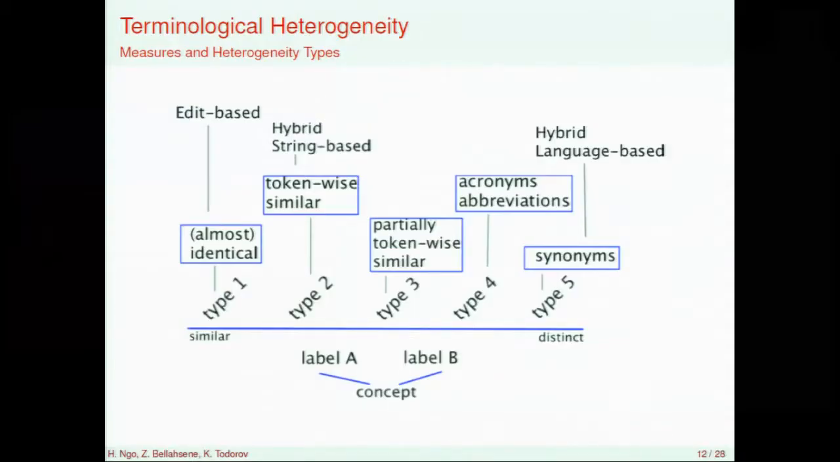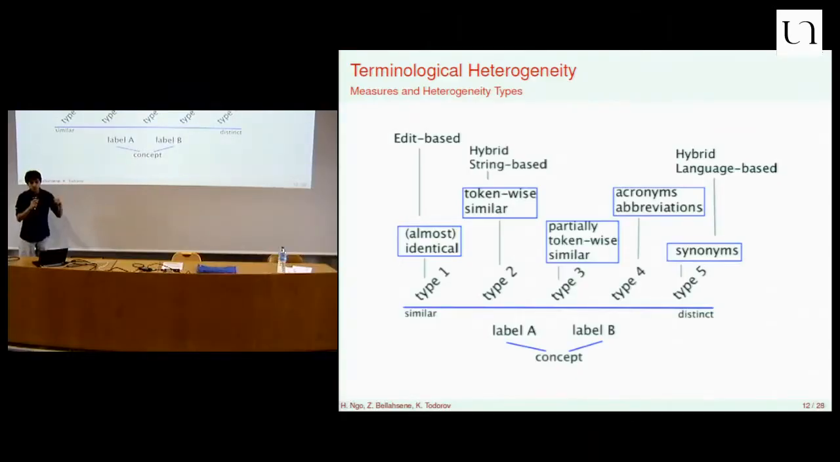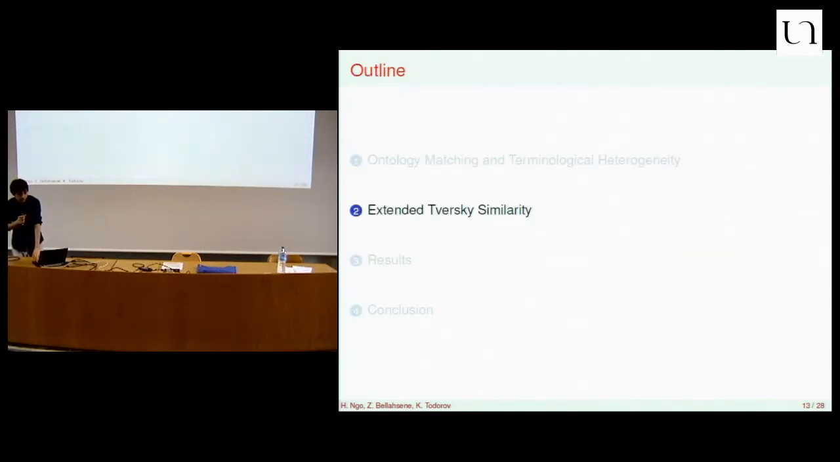So here's again our scale with the different techniques. We have seen that the edit-based distance would be good to deal with type 1 heterogeneity. We have the hybrid and string-based measures that can deal with type 2 heterogeneity. And synonyms can be handled by language-based measures, usually, and some hybrid measures. However, the partial token-wise similarity, I recall the example, conference dinner versus banquet, is a kind of similarity which cannot be handled up to date with any of these existing measures, at least not with a satisfactory precision. And this is the type of heterogeneity on which we are focusing in this work. And we have proposed an extension of the well-known Tversky similarity measure.